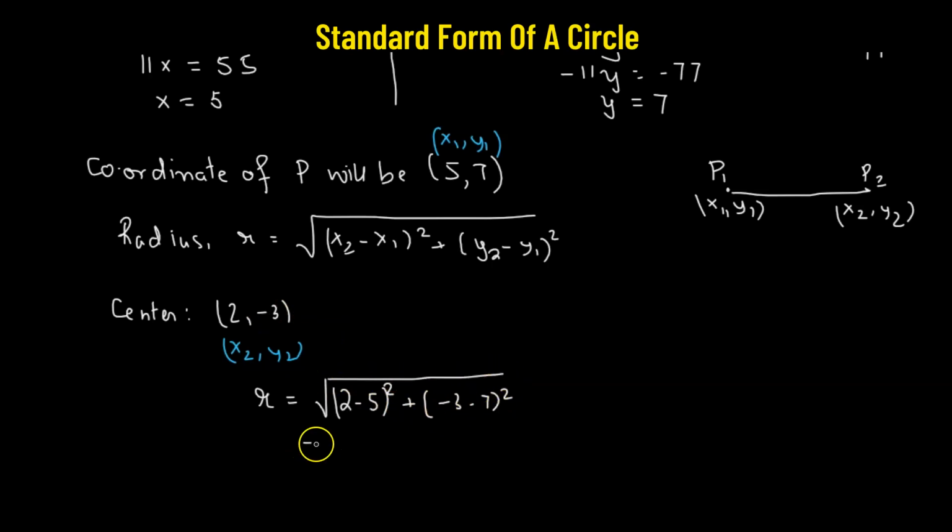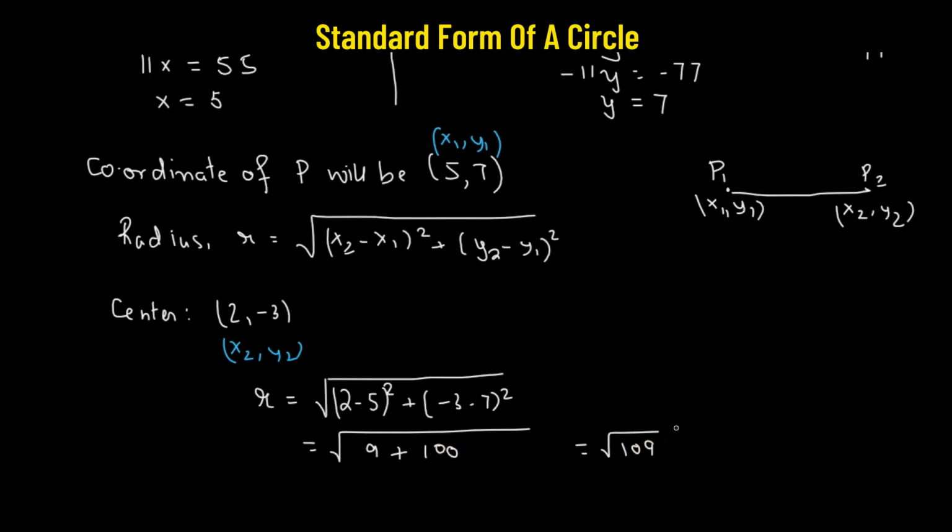Fine. So let's solve for this. So we have 2 minus 5, so that's negative 3, and the square of negative 3 will be positive 9. Plus we have negative 3 minus 7, so that becomes negative 10. The negative 10 squared will become 100. So we have obtained the radius as equal to the square root of 109.